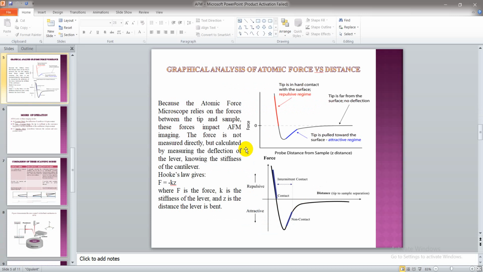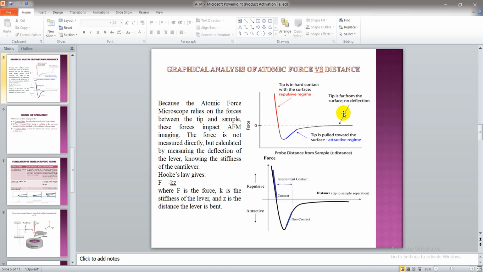Now this is the graphical analysis. We can see the graph. This graph has three portions. The first portion is contact mode. The second portion is intermittent mode, and the third portion is non-contact mode. Now this red region gives us the indication of contact mode. We can see both the graphs are the same.